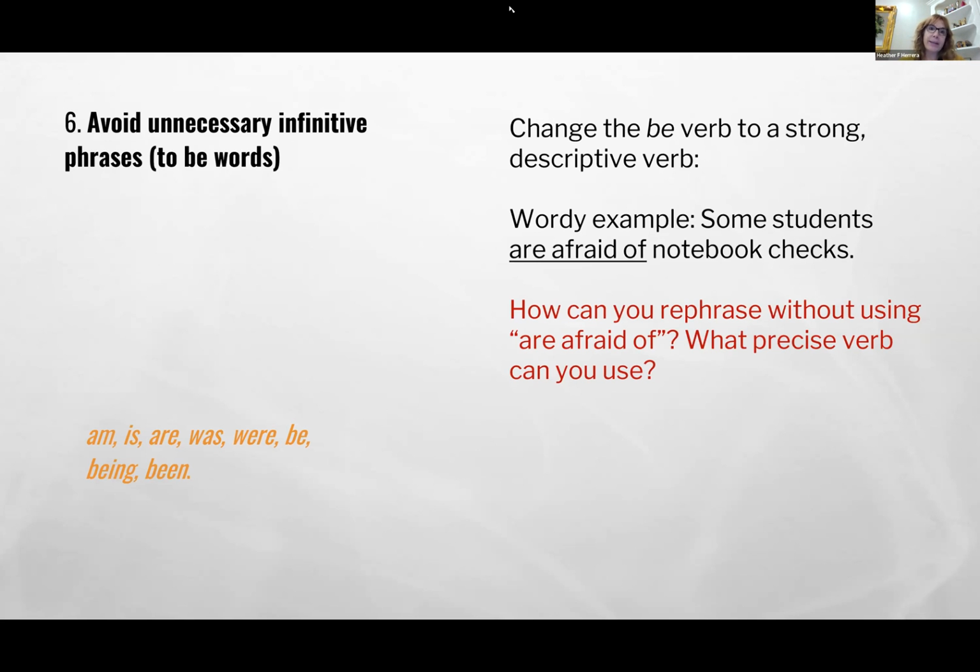My tip though is, when you're going in to search for those words, what are you going to replace them with? A strong descriptive verb. So, "Some students are afraid of notebook checks." This came from a student who was doing observations of elementary schools. And she was looking at the climate in the classroom. And so she had written that some students are afraid of notebook checks. And so I wrote back to her, I said, well, if you could convey this same idea, how could you change it? Don't use the word "are." And she worked on it and she worked on it. And she came up with, "Some students fear notebook checks." And that's much more powerful.